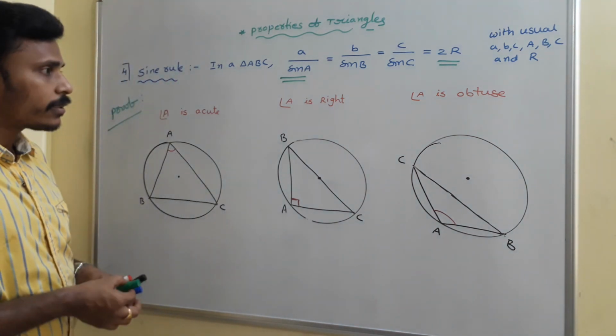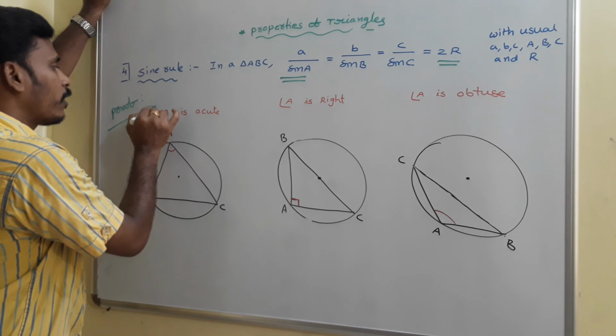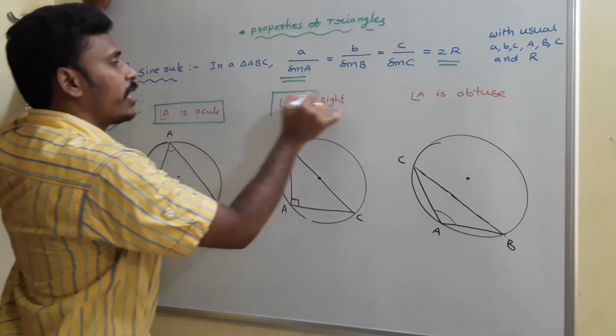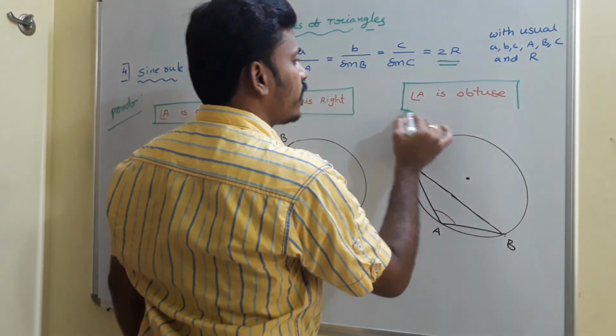So in front of me there are three different choices, three different options. The first option is that angle A is acute, the second option is that angle A is a right angle, and the third option is that angle A is obtuse.